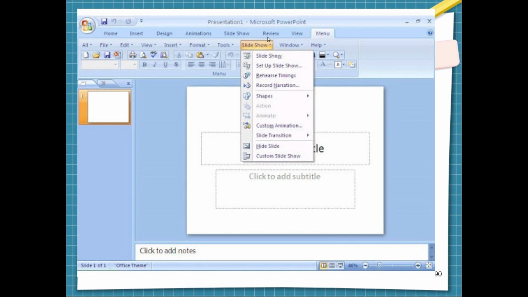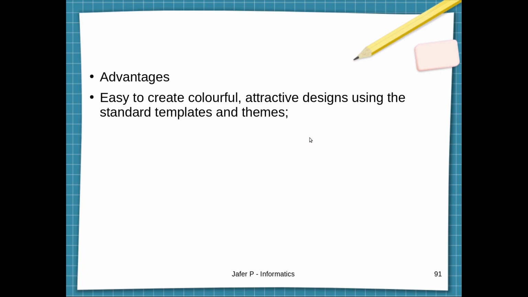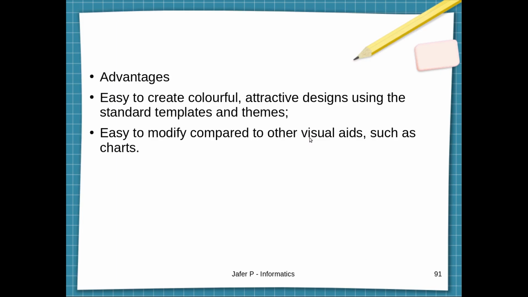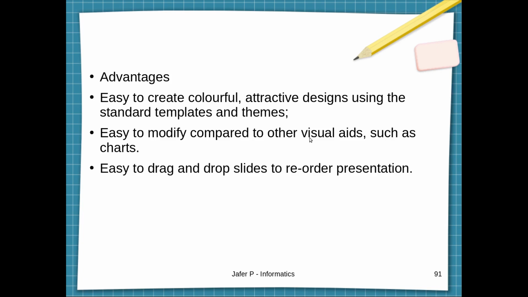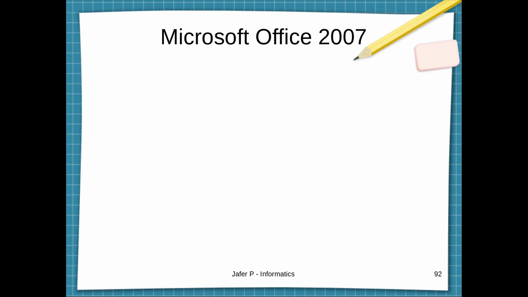അതിൽ ആനിമേഷൻ ഉണ്ട്, സ്ലൈഡ് ഷോ, റിവ്യൂ അങ്ങനെ പറയുന്ന കുറേ സംഭവങ്ങളുണ്ട്. ജസ്റ്റ് നോക്കുക. അപ്പോൾ അതിൻ്റെ അഡ്വാൻ്റേജസ് എന്ന് പറയുന്നത് ഇതാണ്. കളർഫുൾ ആയിട്ടുള്ള, അട്രാക്റ്റീവ് ആയിട്ടുള്ള ഡിസൈൻസ് നമുക്ക് യൂസ് ചെയ്യാം. ചാർട്ട് പോലെയുള്ള വിഷ്വൽ എയ്ഡ്സ് ഒക്കെ അതിലേക്ക് പ്രസൻ്റ് ചെയ്യാൻ സാധിക്കും. ഡ്രാഗ് ആൻഡ് ഡ്രോപ്പ് സ്ലൈഡ്സ് ഉണ്ട്. പ്രസൻ്റേഷൻ റീഓർഡർ ചെയ്യാൻ നമുക്ക് ഡ്രാഗ് ആൻഡ് ഡ്രോപ്പ് ചെയ്യാം. അങ്ങനെയുള്ള കുറേ കാര്യങ്ങൾ അതിലുണ്ട്.